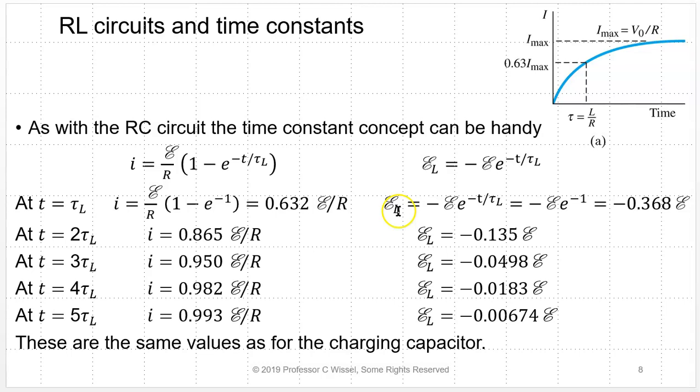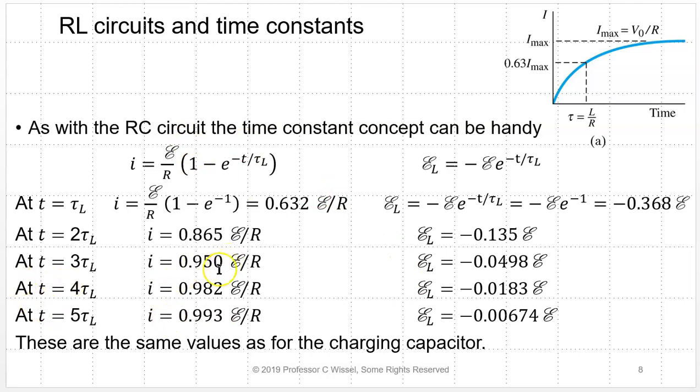For the EMF across the inductor, you only have 36.8% of what you originally started with. The minus sign just means it's opposing it. After two time constants, you're 86.5% of the way to the final current value, and you only have 13.5% of what was originally the EMF across the inductor. These should sound familiar. If you go back and look for the ones for the capacitor, you'll wind up with these same numbers because this is the same format.